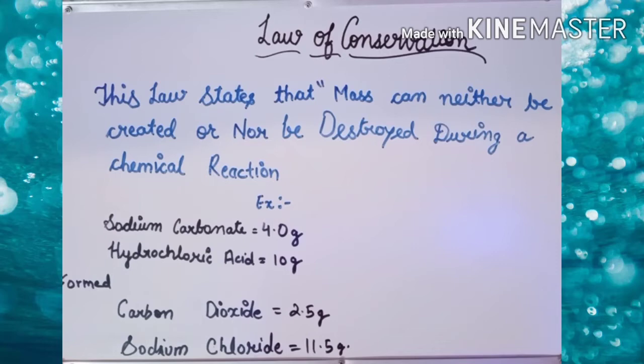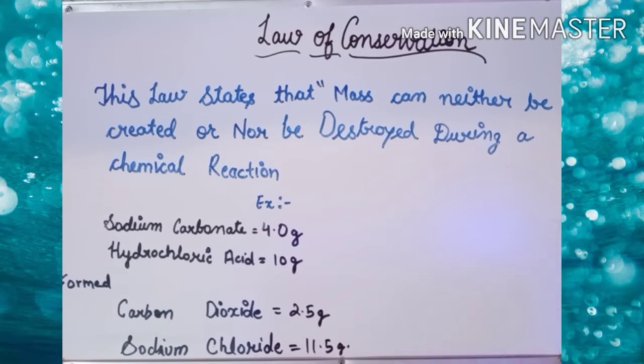Yes guys, now it is our next topic, law of conservation, which comes under atoms and molecules. This law states that mass can neither be created nor be destroyed during any chemical reaction. It means if there is any chemical reaction, you cannot change the value of mass. It cannot be more than you applied, or less than you applied. It cannot be created nor destroyed during a chemical reaction. This is the law of conservation, a very important law.